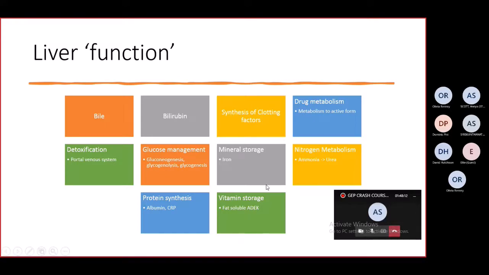Other things that the liver does is our mineral storage. So we mentioned before that hepatocytes also store iron in the form of ferritin. This is also important to note because if you have too much iron, it can be toxic to your body.